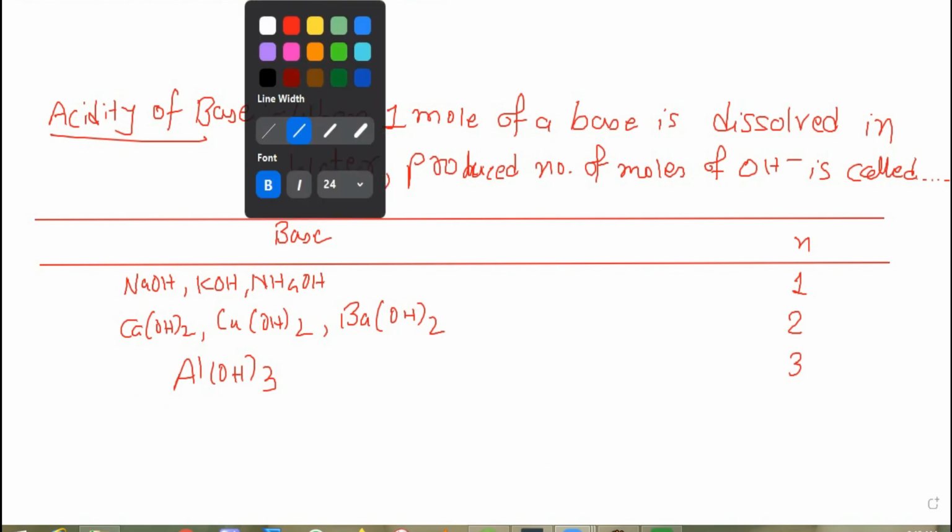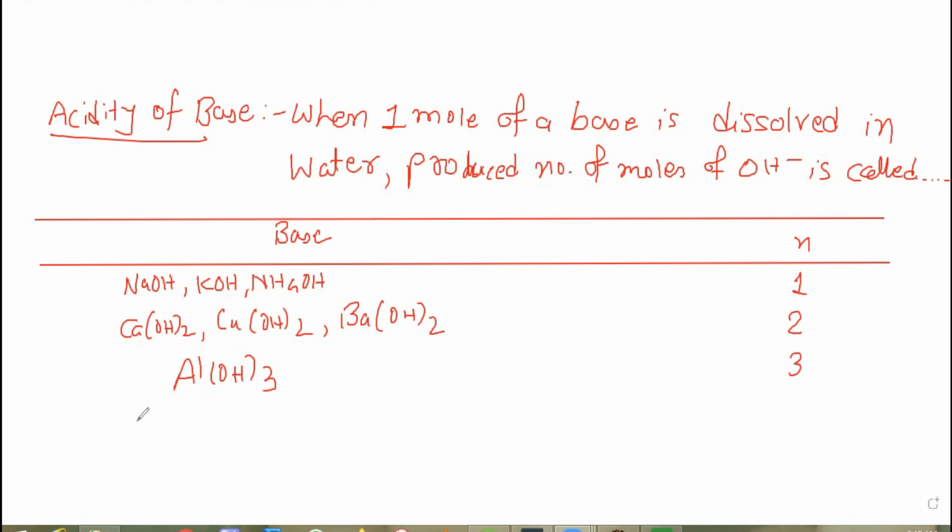Now you have to remember the remaining 2 examples. See, number 1 is Na2CO3, next is K2CO3. On being dissolved in water, they will produce 2 OH minus. Similarly, NaHCO3, this will produce 1 OH minus. Now we are taking how 1 mole of Na2CO3 will produce 2 OH minus.